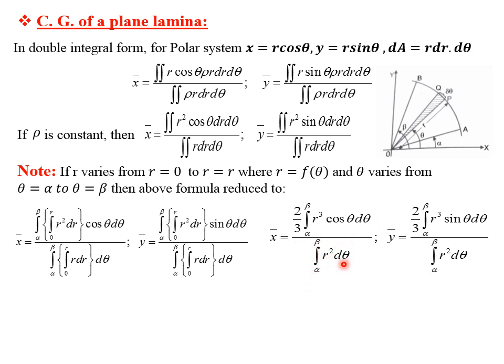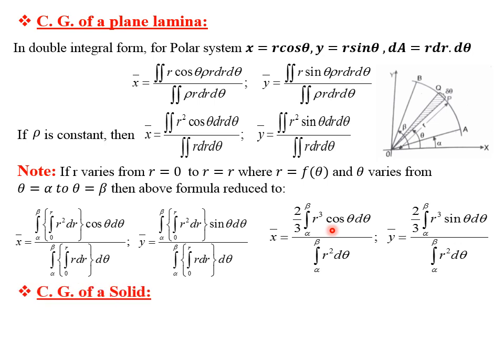With the similar calculation, this formula of y bar within these given limits can be converted into this one. Y bar is equal to 2 upon 3 integration from alpha to beta r cube sin theta d theta, whole divided by integration from alpha to beta r square d theta. So these are the simplified formulae where instead of double integration we need to solve a single integration only. That is the main benefit of these formulae.